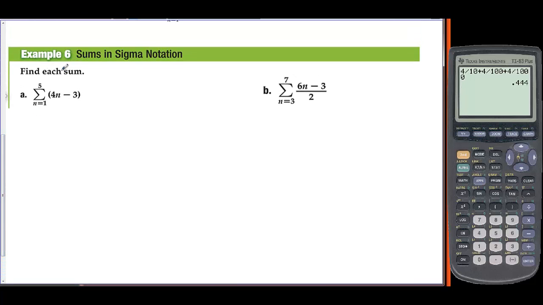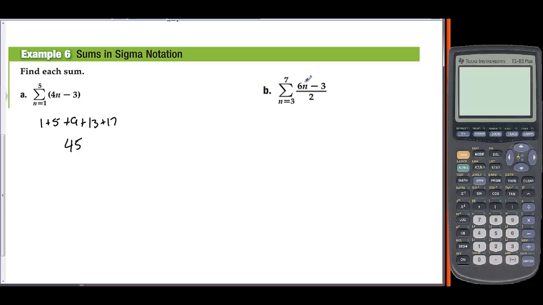Sums in sigma notation. Find each sum. So letter A. This represents the sum of a sequence of numbers. And you get that sequence of numbers by plugging 1 in. So we get 4 times 1 minus 3, that's 1. Plug 2 in, that's 8 minus 3, that's 5. And then you keep on going. Plug 3 in, 12 minus 3 is 9. Plug 4 in, 16 minus 3 is 13. And finally plug 5 in, that's 20 minus 3, that's 17. So 1 plus 5 is 6, plus 9 is 15, 28, we have 45.